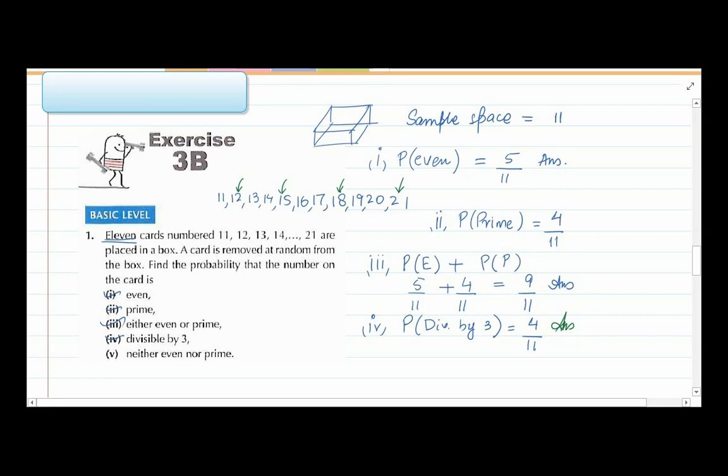After that, the last part, that is the fifth one. Neither even nor prime. Now the third part and the last part sound similar, right? In the third part it says either even or prime. That means both are acceptable, if it is an even number or if it is a prime number. In the fifth part it says the opposite, right? It should not be even and it should not be prime.